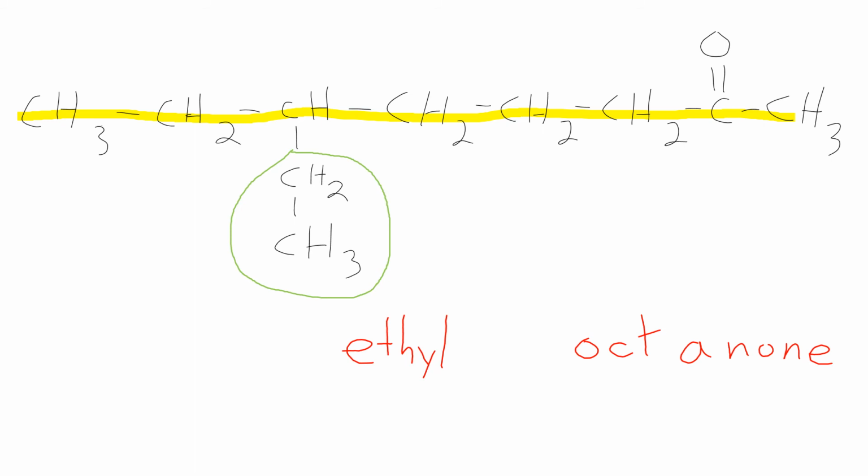So we would number the carbon chain, left to right in red: 1, 2, 3, 4, 5, 6, 7, 8. Or right to left in blue: 1, 2, 3, 4, 5, 6, 7, 8. Remember, the most important thing is the functional group. That is the C double bond O. So we want to use that to determine which numbering system we would use.